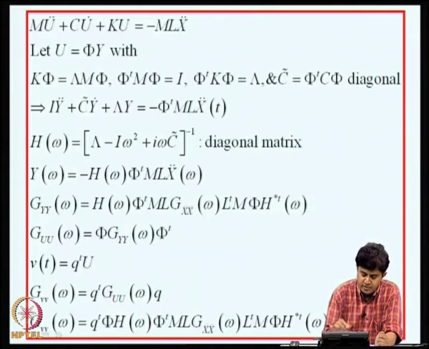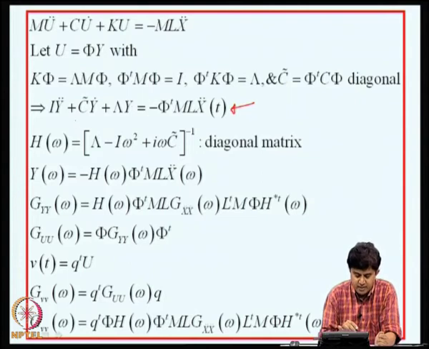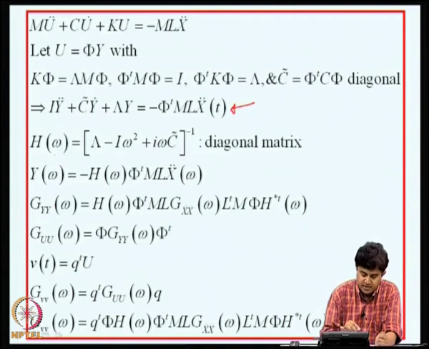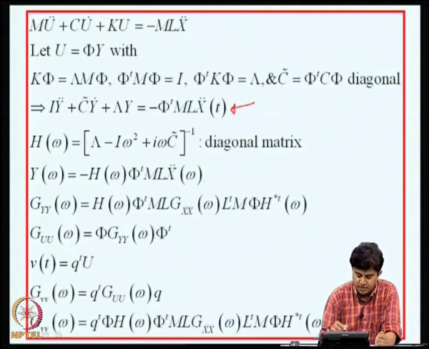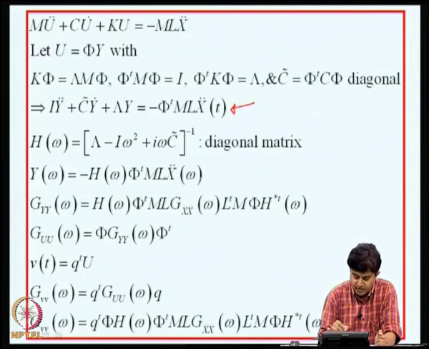So, upon this transformation we get this set of uncoupled equations for the new variable y. Here I is the identity matrix, C tilde is diagonal, capital lambda is diagonal. So, the transfer function matrix H of omega will be a diagonal matrix. So, y of omega we can write notionally in this form. We are writing the Fourier transform of x double dot of t, explicitly to derive the power spectral density function. So, this Fourier transform is taken to mean the Fourier transform of a windowed sample of x double dot of t.